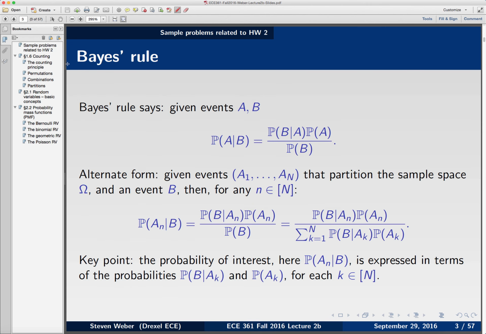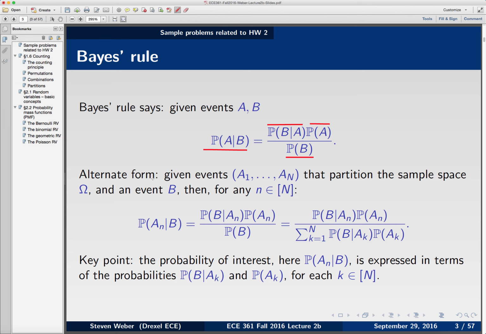So, before we get started, let's do a review of an important concept from last class, Bayes' rule. Bayes' rule is very simple. It says the following: given events A and B, the probability of A given B can be expressed in terms of 3 other probabilities: the probability of B given A, the probability of A, and the probability of B. To see why this must be true, multiply this equation on both sides by the probability of B, and note that by the definition of conditional probability, both the left and the right will then equal the probability of A and B.